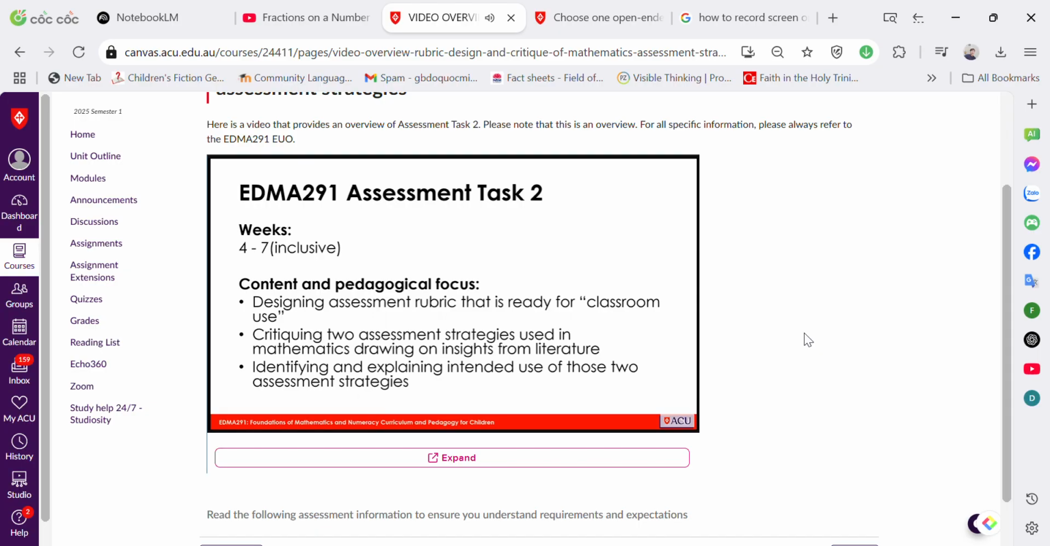What we're going to be focusing on in terms of our pedagogical reasoning and the content and pedagogical focus is designing an assessment rubric that's ready for classroom use with the open-ended task that you choose, critiquing 2 assessment strategies used in mathematics, drawing on insights from mathematics education literature, and identifying and explaining the intended use of those 2 assessment strategies. So we're thinking about what your future practice might look like.